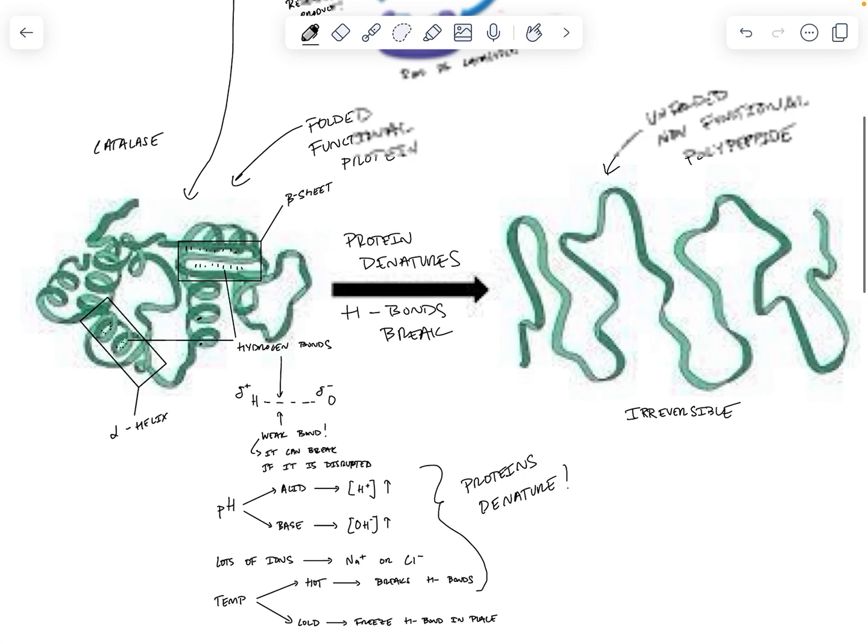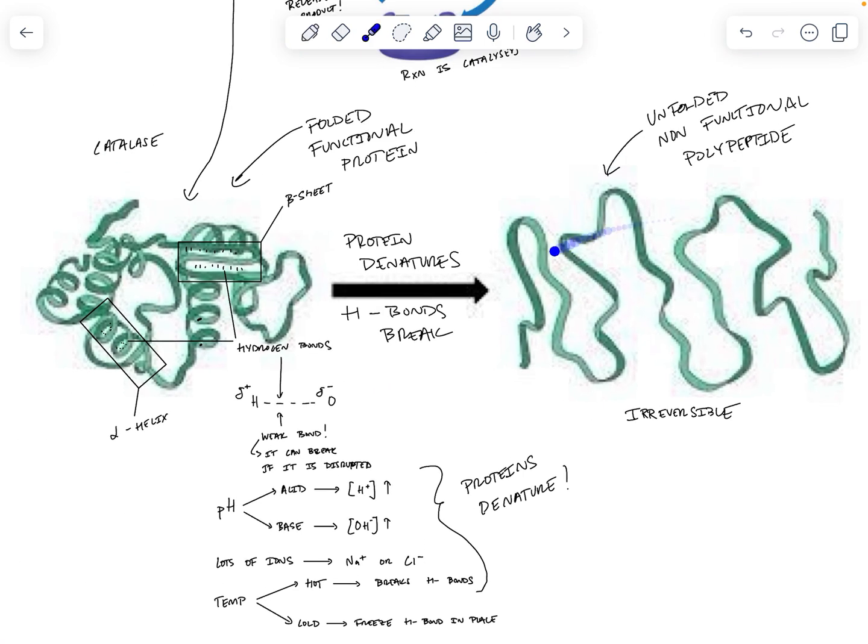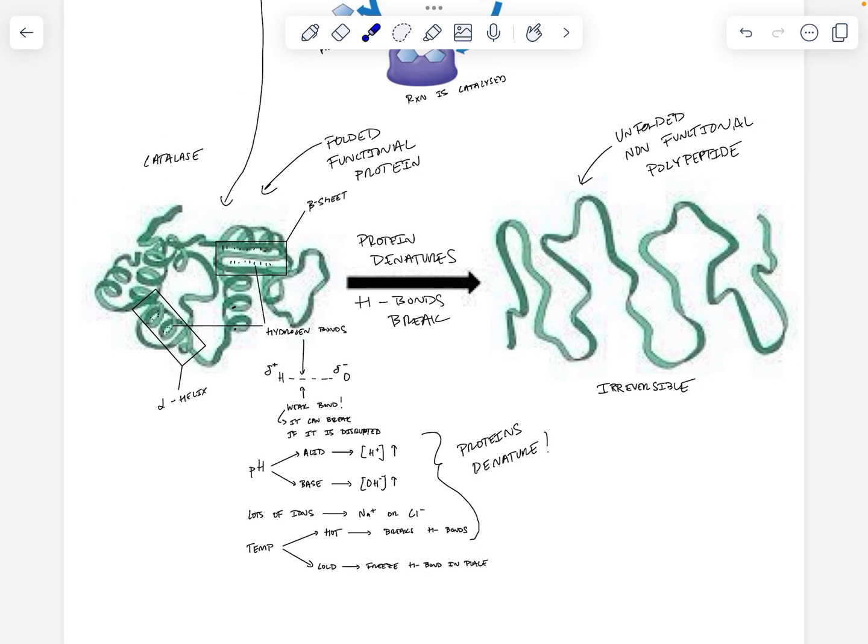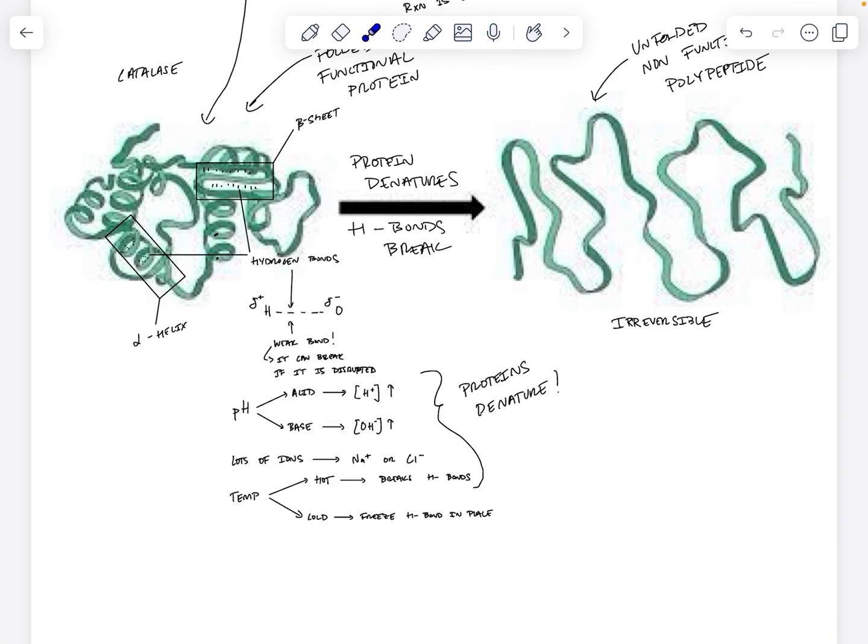So once a protein denatures, it can no longer go back to being a folded functional protein. And the reason for that has to do with how they're created. More on that in the spring term. But for now, I want you to know that when a protein denatures, this is an irreversible shape change. It's lost its shape, can no longer catalyze its reaction, and it's done, toast.